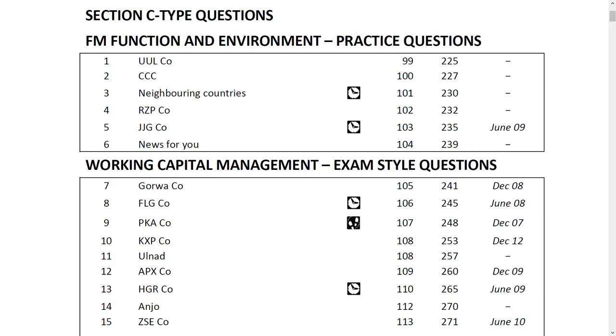Even in Section C, as you can see, FM function and environment, working capital management. You have been given the years also on the right side. Extreme right, you can see the year. These are all past paper questions only, nothing else. In the revision kit, whatever questions are given to you are from the past paper. Exam years are given to you, page number is given to you, and the question number and the company name.